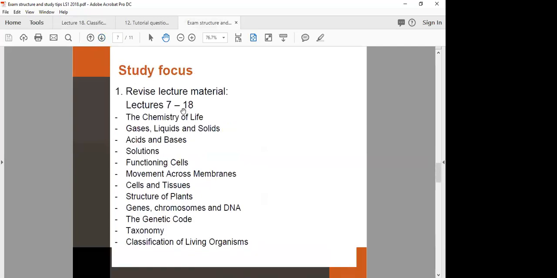Okay, the lectures that will be covered in the exam are lectures 7 through to 18. So they're all listed here. So starting from lecture 7, the chemistry of life, right through to classification.